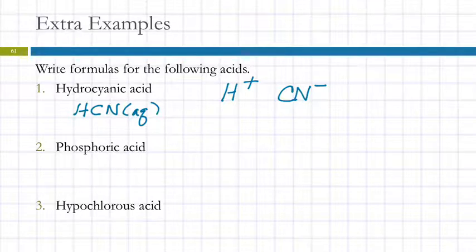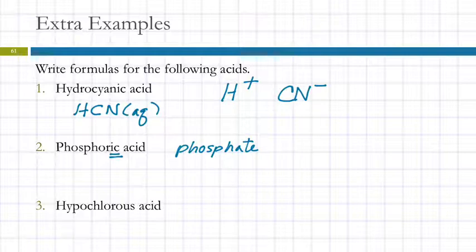Let's do this one, phosphoric acid. Oxyacid or not? It's an oxyacid because it doesn't start with hydro. So then we're looking at this suffix here. Ic, what do we change that to? Ate. So this comes from phosphate ion.